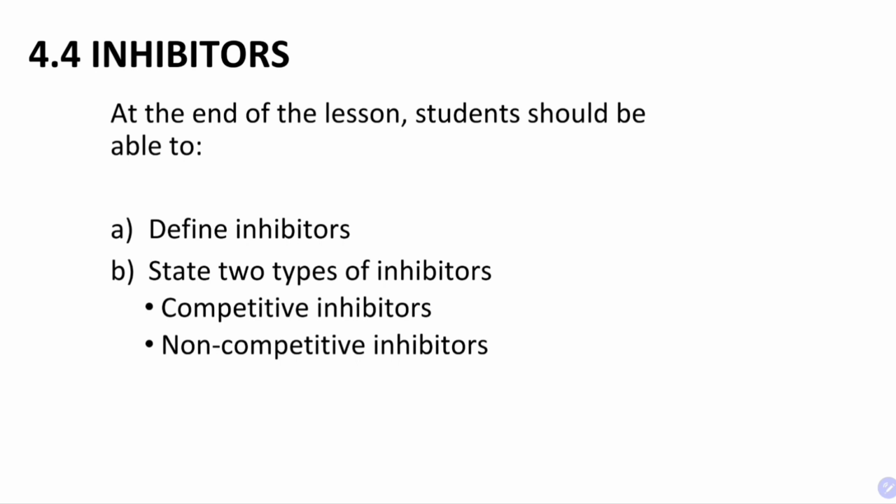Lastly, 4.4 is inhibitors. So there are two learning objectives. The first one is to define inhibitors. Secondly is to state the two types of inhibitors which are competitive inhibitors and non-competitive inhibitors.